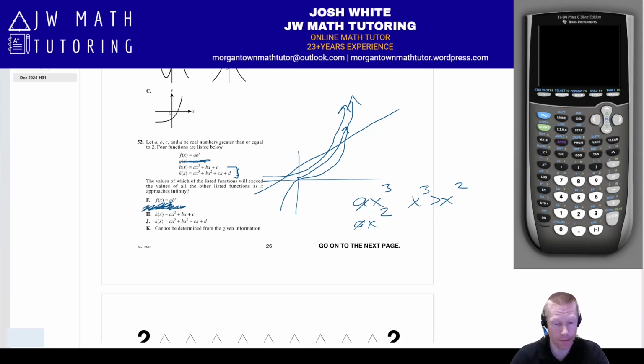You could just pick 10, 100, or 1,000 and plug it into your calculator. You'll see that 1,000 cubed is greater than 1,000 squared, because you're multiplying your value by 1,000 another time compared to just squaring it. So you should be able to reason your way through, get rid of these two, and realize it's down to exponential versus cubic.